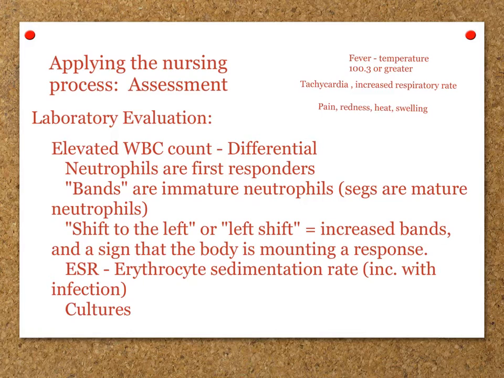Other lab things that you might see: the ESR, or erythrocyte sedimentation rate. This is something that increases with infection. It can also increase with some inflammatory disorders, but ESR can go up with infection. And then we look at cultures. We do urine cultures, blood cultures, wound cultures. You can do eye cultures. You can do cultures of any kind of drainage that the body can make, stool cultures. And a culture tells us what's going on at a particular site.